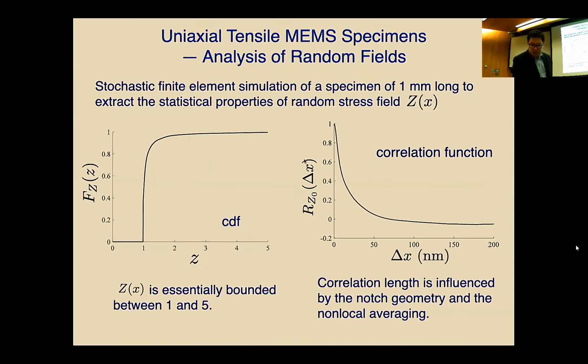At the same time, from the simulation, we can also compute the autocorrelation function of Z. It decays like this. So you can see that it does have a clear autocorrelation function for the stress field. That autocorrelation length really is influenced by the notch geometry, how closely the notches are spaced. Very important is that we also introduce the numerical averaging. The numerical averaging for the stress field is typically on the grain size of polysilicon, about 25 nanometers. So these two length scales determine the correlation structure of the stress field.